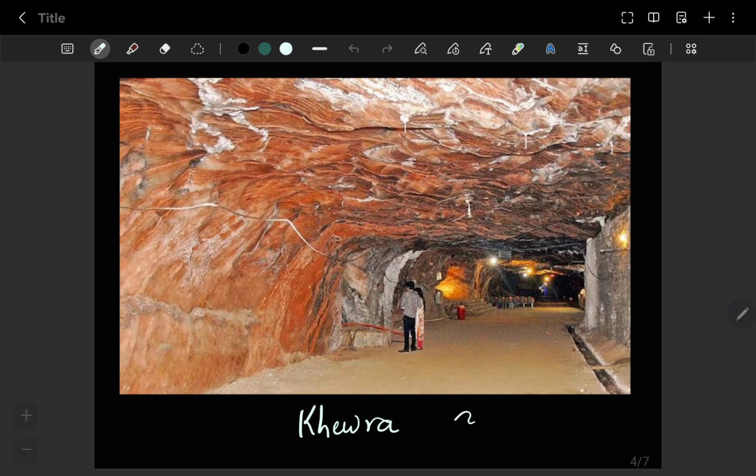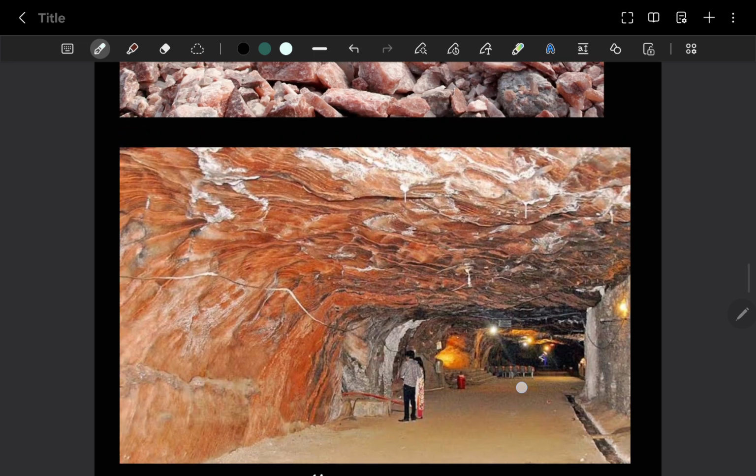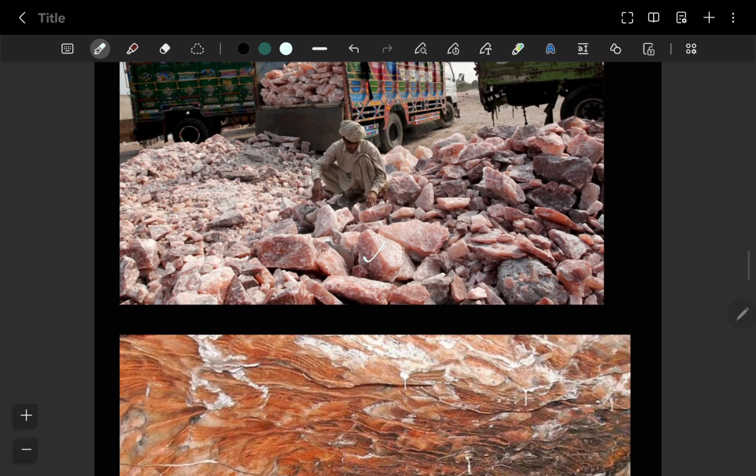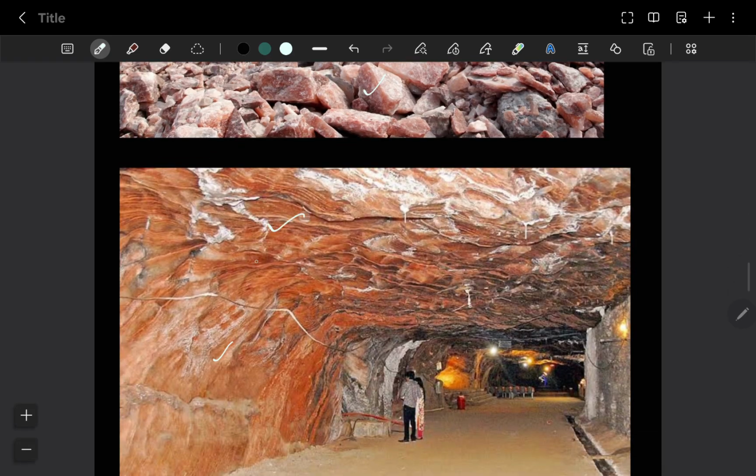Okay, so Khewra salt mine is in Pakistan. This is the salt mine. You can see the pink salts. Here you can see the salts of different sizes and shape which have been taken out from the mine with the help of a hammer. This means it's so strong that hammer and chisel are needed to crack the crystals. So ionic bonds are very strong in dry salt crystal.